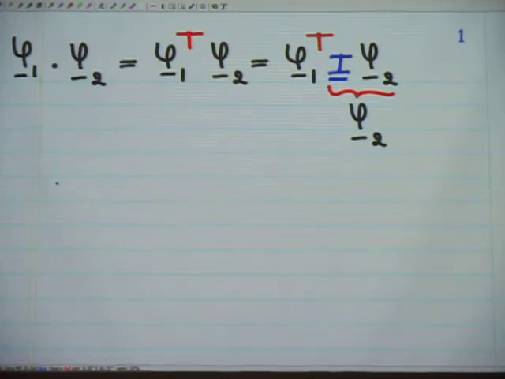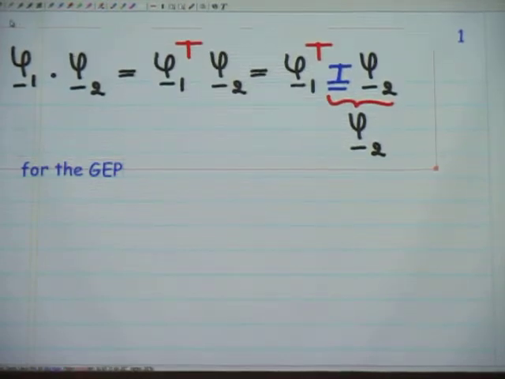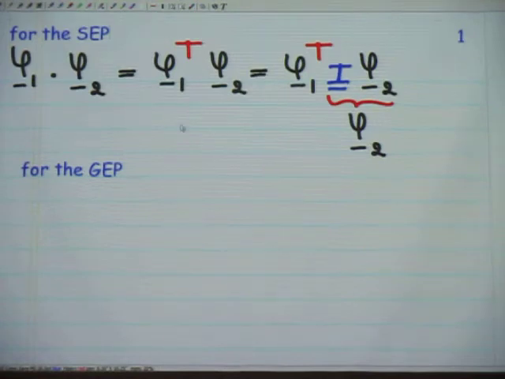For the generalized eigenvalue problem, let me note down that this is for the standard eigenvalue problem. Okay. Whereas for the generalized eigenvalue problem, you say that you replace the identity by the mass matrix. Replace the identity matrix by the mass matrix. So therefore, the orthogonality.